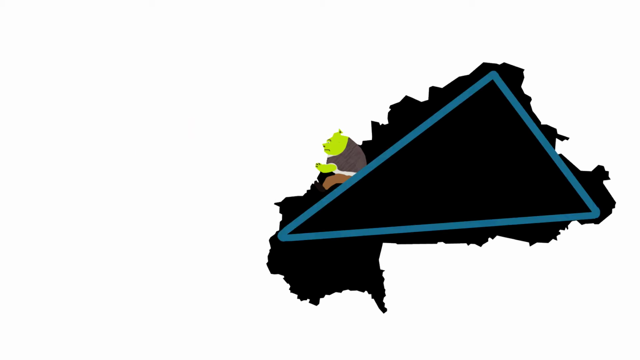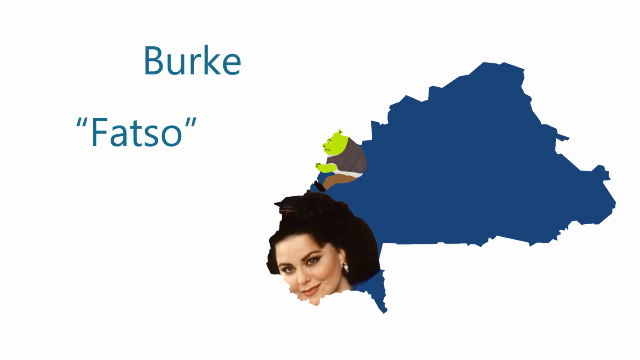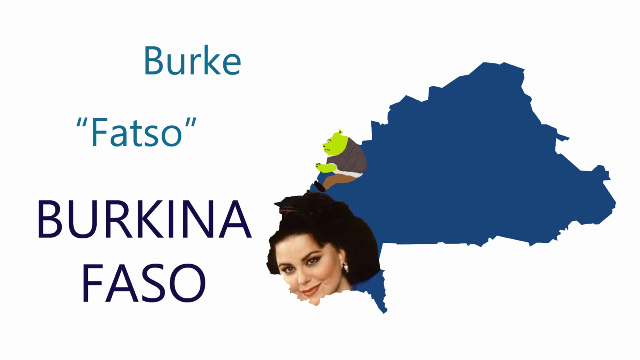I'm immediately drawn to this section here, and it reminds me of Shrek, or as he might be known cruelly to some people, Fatso. And he seems to be riding on something or someone. Well, the main part of the country has this triangular shape, which calls to mind the Greek letter delta. And when I think of delta, I think of everyone's favorite TV actress, Delta Burke. So we have Burke and Fatso, which gives us Burkina Faso. So again, seeing the shape of Shrek and Delta Burke, we get Burkina Faso.